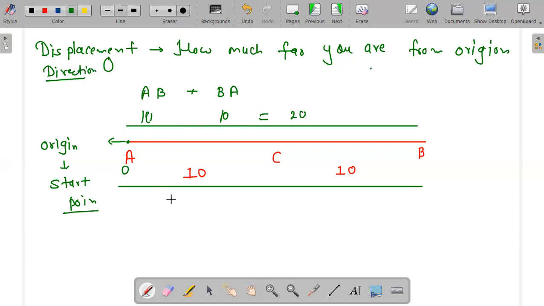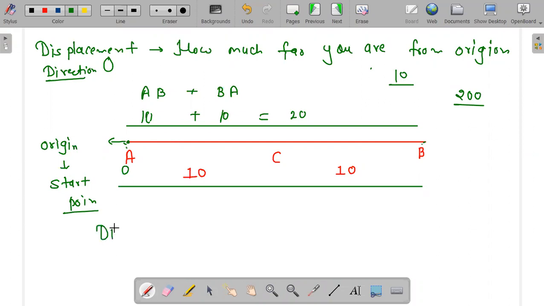Distance doesn't know about direction. Either you are returning or not, it will add everything. If you take 10 rounds, A to B, B to A, the distance after 10 rounds will be 200, because total A to B, B to A, it is 200.